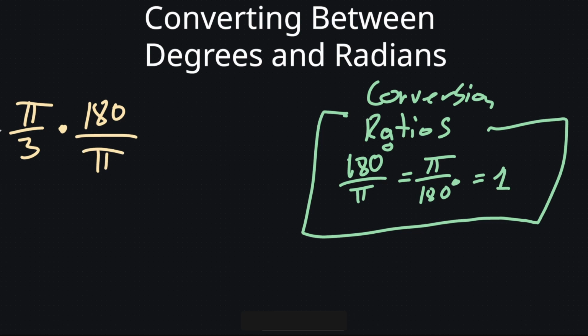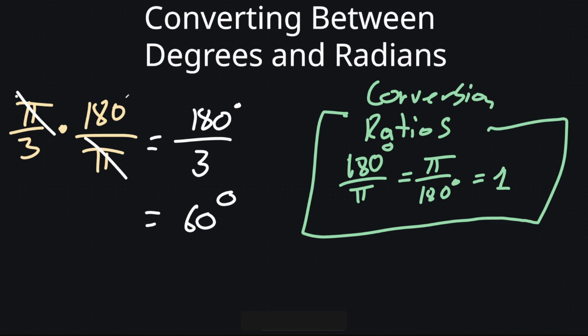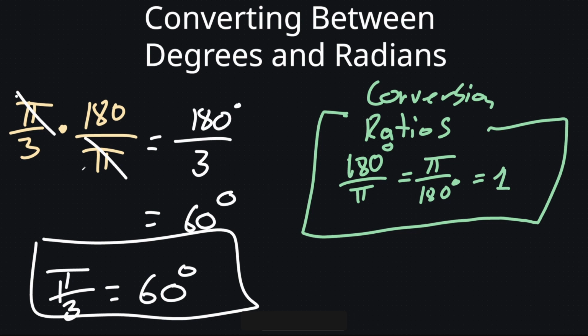I notice, and this will happen very often, that these pi's are going to cancel. So I'll cross off the pi, and I'm left with 180 over 3. And when I divide by 3, I can say, oh, well, 3 fits into 18 6 times. I'm going to be left with 60 degrees. And that's my answer. So in the end, pi over 3 is equal to 60 degrees. And that's how you convert with radians.